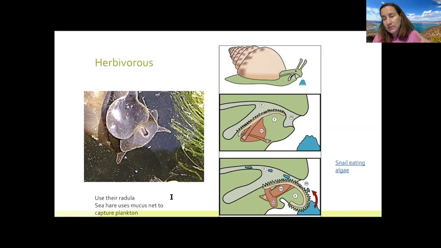It looks like a cat's tongue, and it acts the same way. It acts like sandpaper, and it's going to grate up the plant material, the algae that it eats, because most of these guys are herbivores, and they're going to use their radula. If you've never seen what it looks like for a snail to eat, go to the pet store and see a snail on the side of a fish tank. You can actually watch their radula come along and eat the algae off the side of the tank, and then it'll leave a little trail through the algae where their radula was. Some of these guys are going to use mucus nets, and they will capture plankton that way.